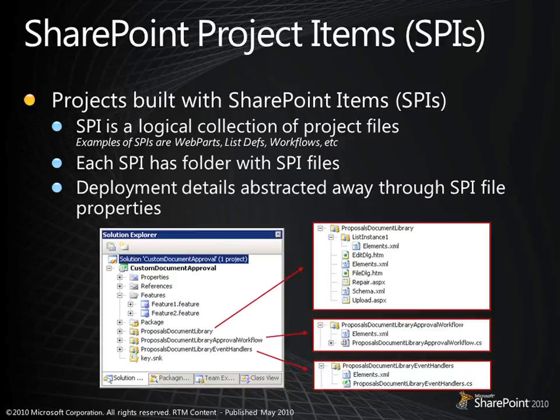SharePoint project items, or SPIs, are the building blocks used when developing SharePoint solutions. SPIs behave as folders when used within the Solution Explorer. These are a logical collection of related project files, and the nesting allows for easier navigation of the project hierarchy. Each SPI defines different types of items to be deployed into SharePoint, as each is associated with a single feature, which is responsible for provisioning the SPI's functionality and content into SharePoint.